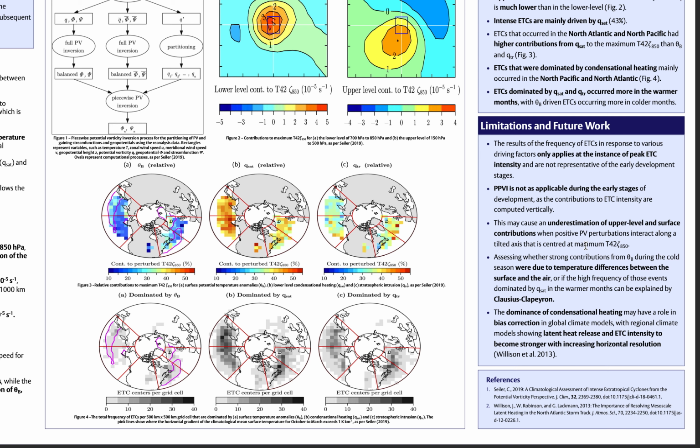And so future work may involve assessing whether strong contributions from potential temperature anomalies in the cold season were due to the temperature differences between the surface and the air, or if the high frequency of events dominated by low level condensational heating in the warmer months can be explained by Clausius-Clapeyron, with the importance of this study in bias correction in global climate models to do with latent heat release and cyclone intensity.